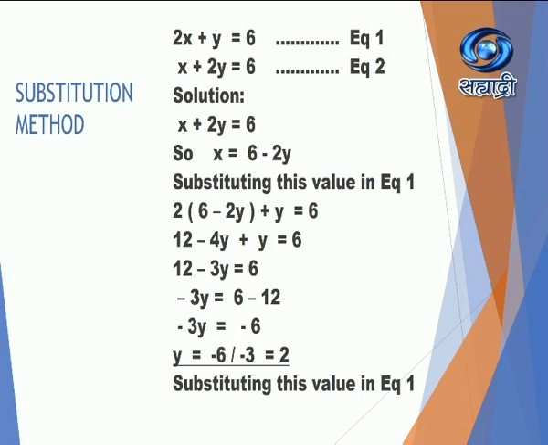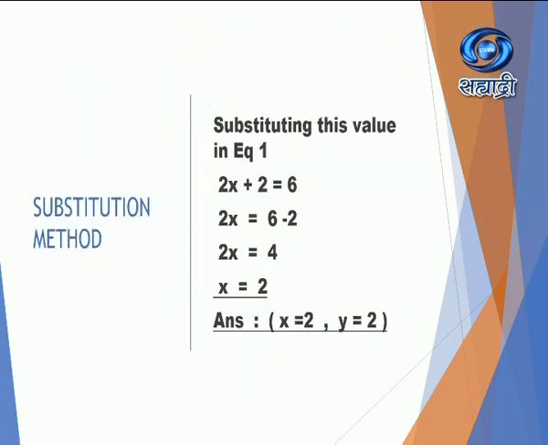Now substituting this y value in equation 1, let us continue. We get 2x plus 2 equal to 6, which is our equation number 1. Let us write it as 2x is equal to 6 minus 2. Therefore 2x is equal to 4 and x ultimately comes out to be 2. Thus the answer is x is equal to 2 and y is equal to 2.